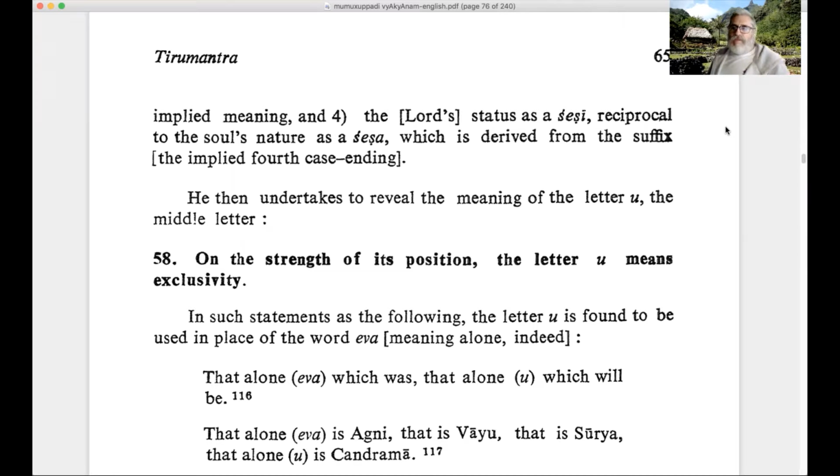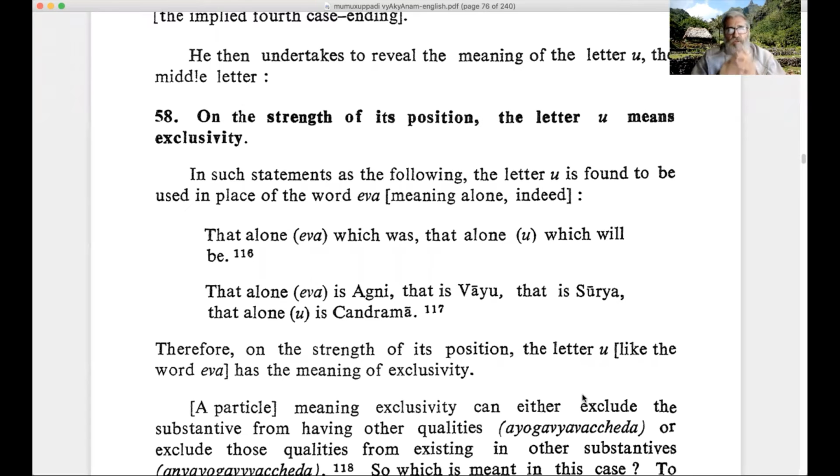Okay, so that was just a summary of the meanings that we got out of the letter A. Now we're going to move on to the letter U, the letter U in the Omkara. Sutra number 58 or Churnika number 58. On the strength of its position, the letter U means exclusivity. The letter U comes between A and M in Omkara.